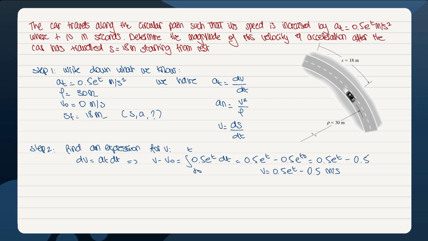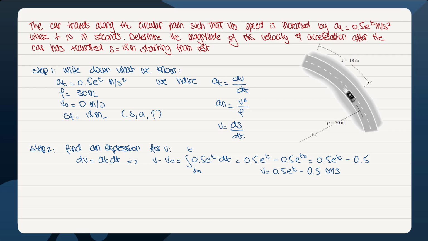So far we have an expression for v as a function of time, an expression for at as a function of time, and no value for an. Remember, an is equal to v squared over rho, so we need the value of v at the specific instant where s is equal to 18 meters. To get this value, we need to find the value of t, so we can replace it into the expression of v. To find t, we need to make use of the value that we're given, s = 18 meters, the final position at which we need the time.